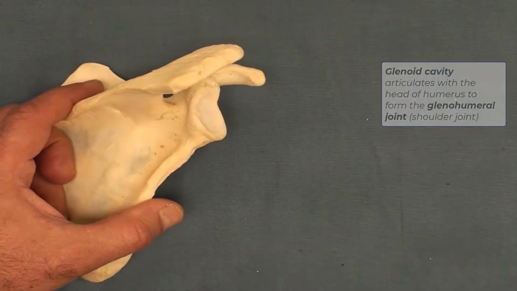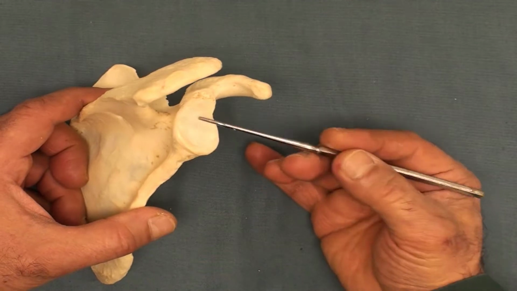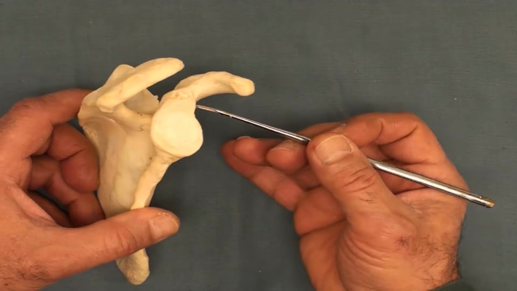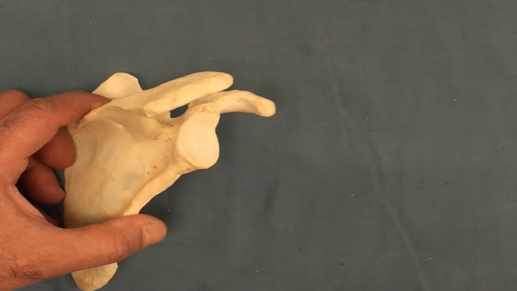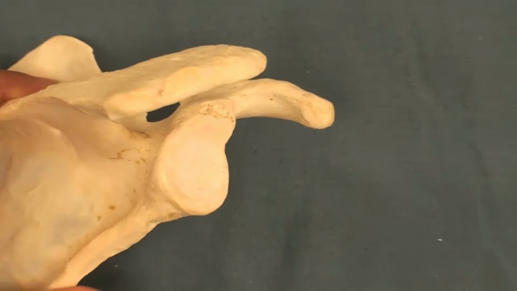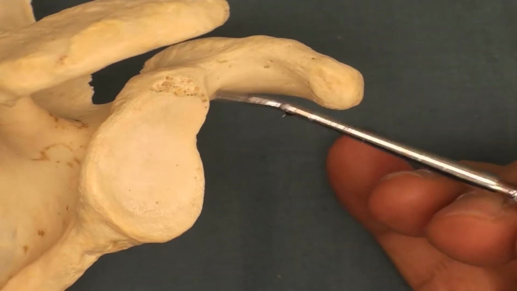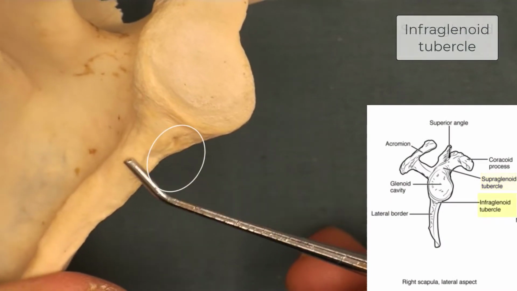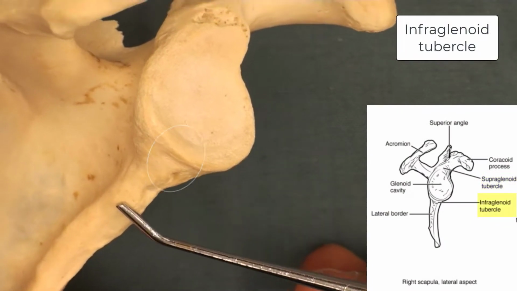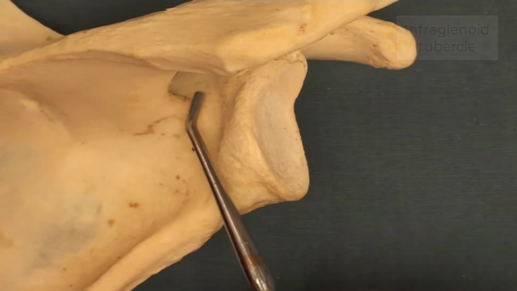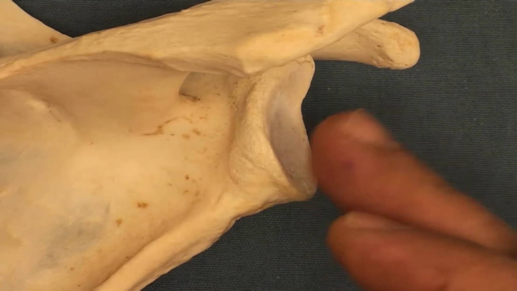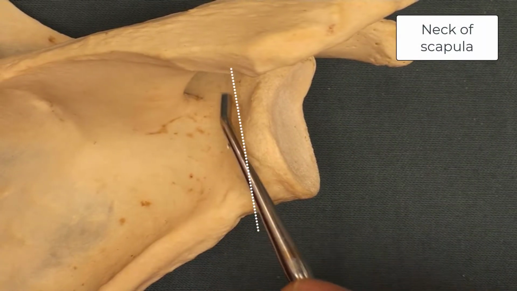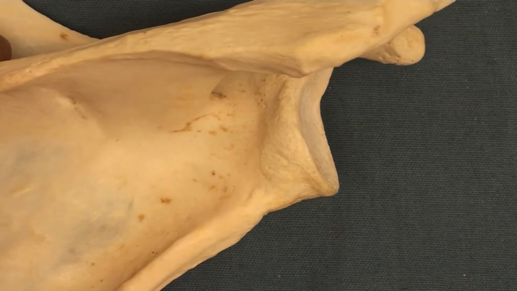Now, we have two tubercles associated with the scapula, one superior to the glenoid cavity right there. Maybe I can zoom in so you can see better. Here it is, the supraglenoid tubercle, and the infraglenoid tubercle right there. Good to know that this area of the scapula, where the glenoid cavity is on the lateral angle, is known as the neck of the scapula or scapular neck.